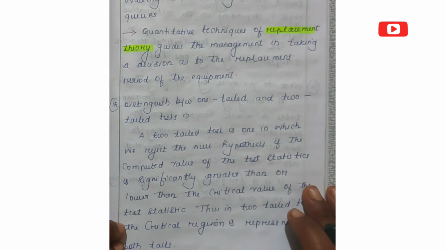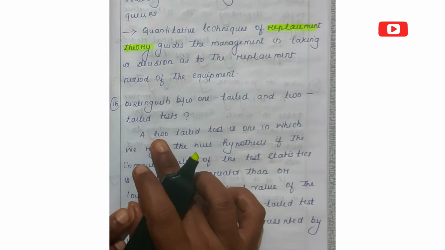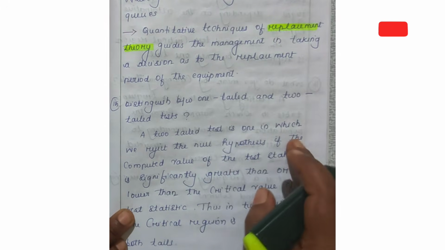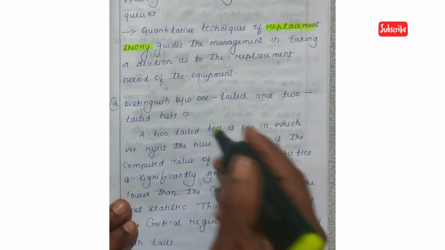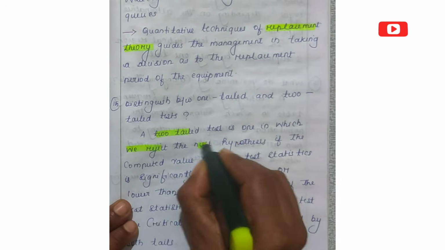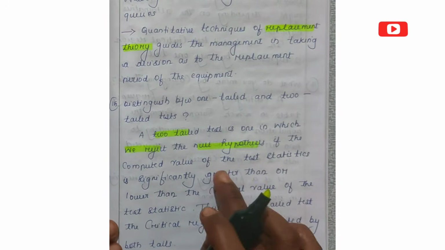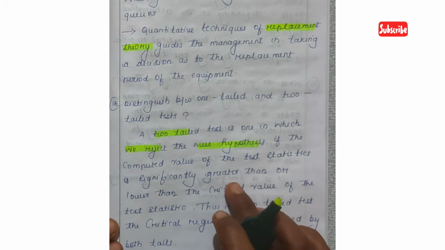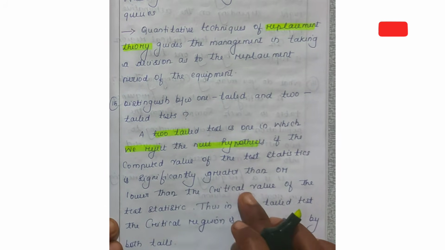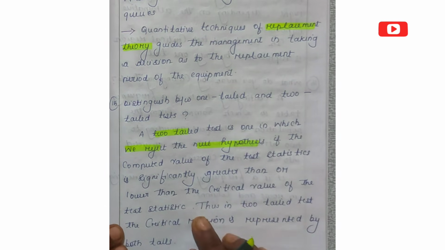Distinguish between one-tailed and two-tailed test. A two-tailed test is one in which we reject the null hypothesis if the computed value of the test statistic is significantly greater than or lower than the critical value of the test statistic.